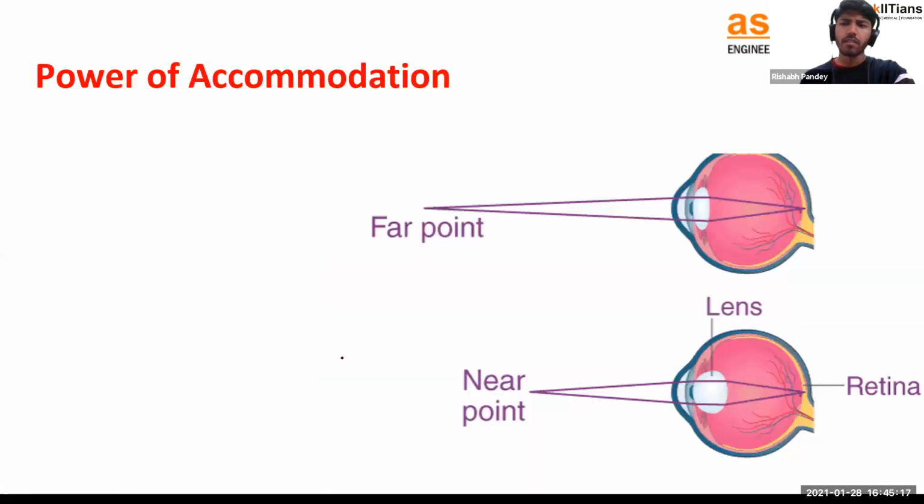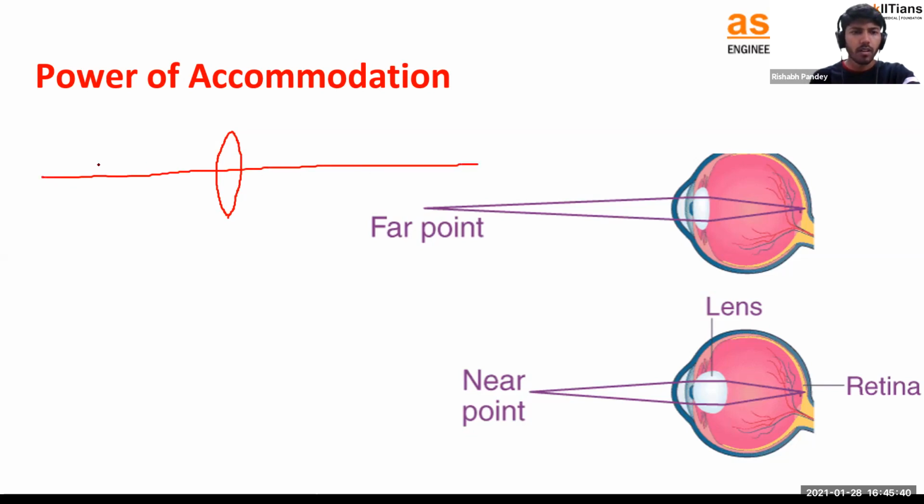Moving on, the last thing which we need to cover today is power of accommodation. Now, what's power of accommodation? Let's try to have a discussion on that. For example, you just try to understand this thing by saying I have a lens like this. Forget about the eye, just talking about a general lens. This is a biconvex lens, right?